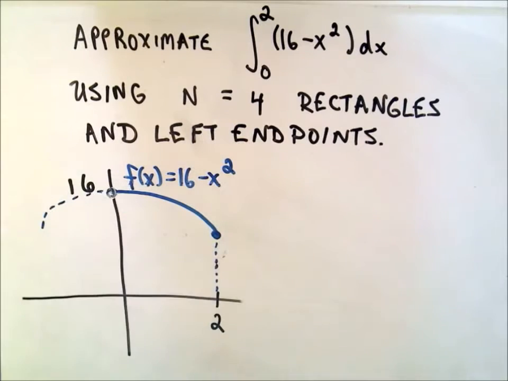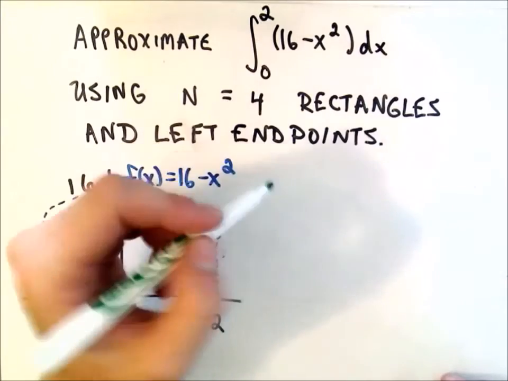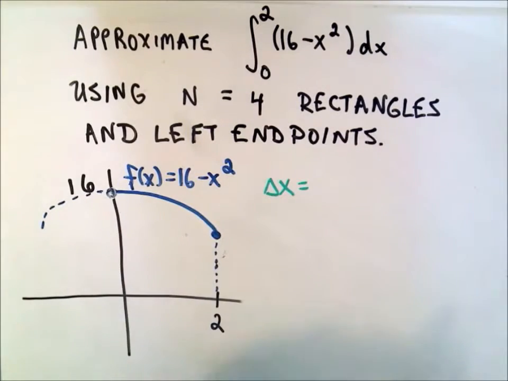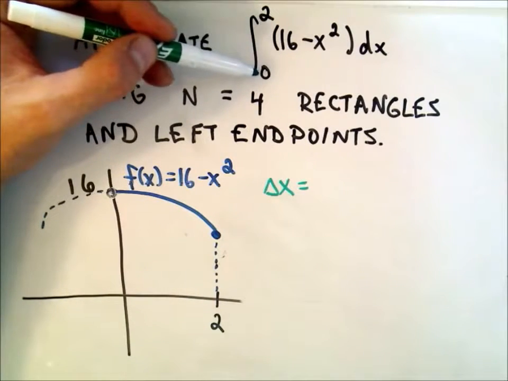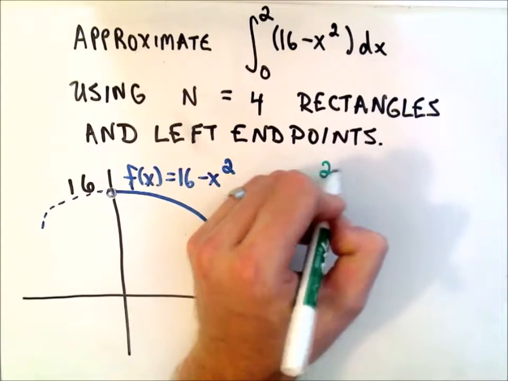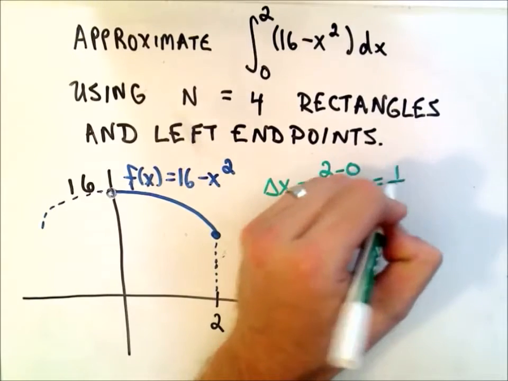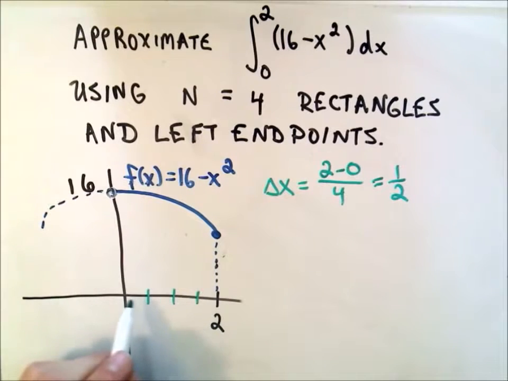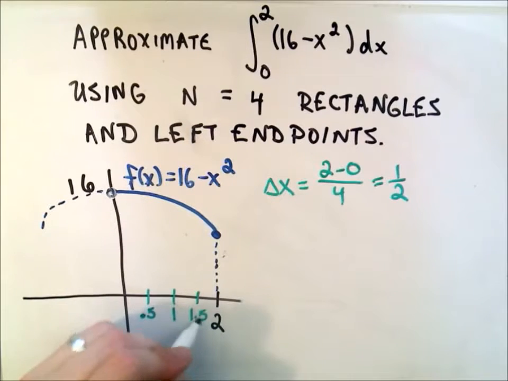The first thing we need to recognize is we're going to chop our region up into 4 pieces. So what's the width of each piece? We label the width delta x. Remember, that's b minus a over n, b being the upper limit of integration, a being the lower limit of integration, n being the number of rectangles you use. So we'll get 2 minus 0 over 4, which is 2/4, or a half. That means if we chop this up into 4 pieces, each interval has width 1/2. So the first point will be 0.5, then 1, then 1.5, and then the x-coordinate of 2.